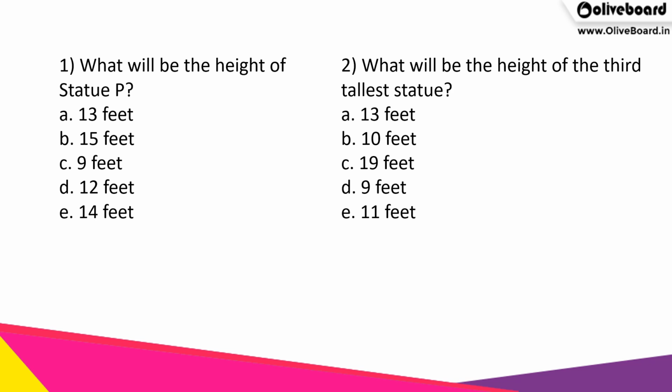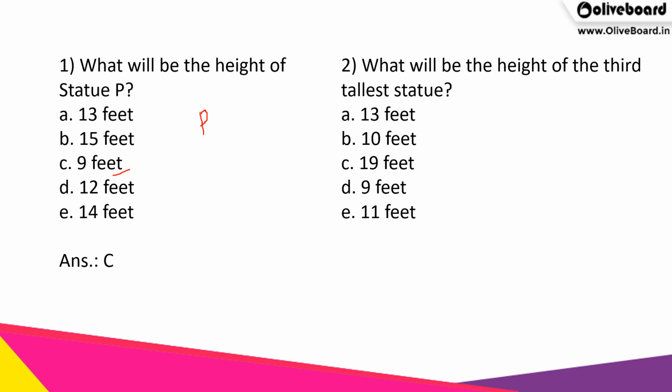Let us start with solving the two questions being asked to us. The first is, what will be the height of statue P? As we all know, P was the shortest of all the statues and we are provided with the height for statue O, which is the second shortest. So here the answer would be C, which is 9 feet. So we know that P is 9 feet.